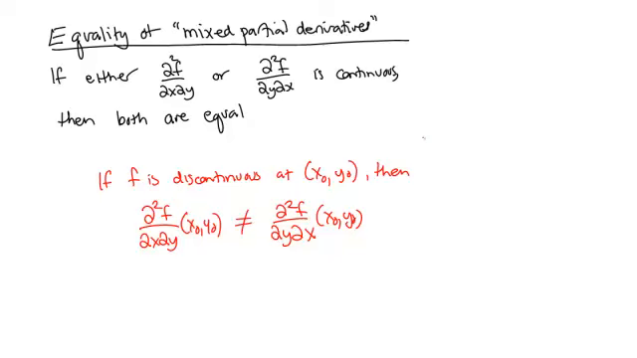If f happens to be discontinuous at a specific point x naught y naught, then the mixed partial derivative del squared f del x del y at the point x naught y naught, and the mixed partial derivative del squared f del y del x at the point x naught y naught, they don't have to match. So we need to keep that in mind.